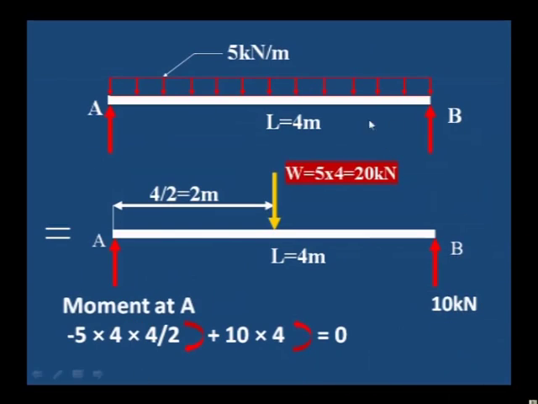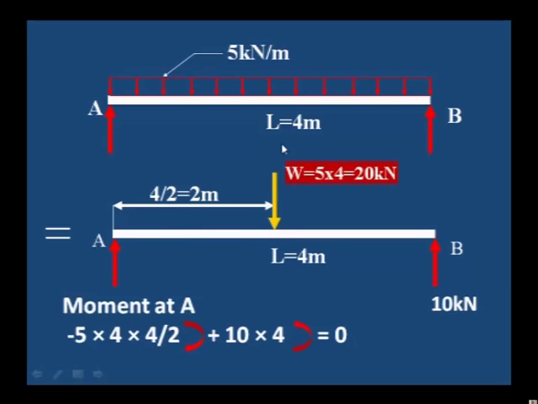Similarly, we can consider a UDL, uniformly distributed load, acting at 5 kilonewton per meter over an entire length of 4 meter. To calculate the moment at A, we have to convert the 5 kilonewton per meter into a point load. 5 into 4 is 20 kilonewton, which acts at a distance of 2 meter from A or 2 meter from B.